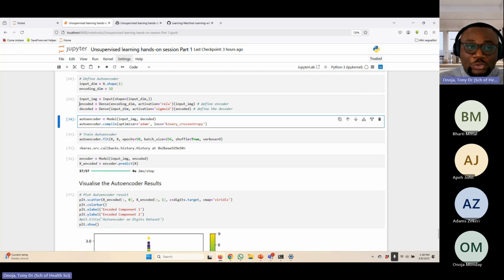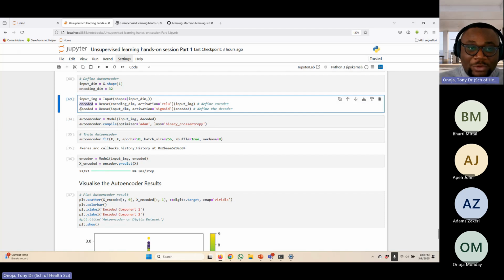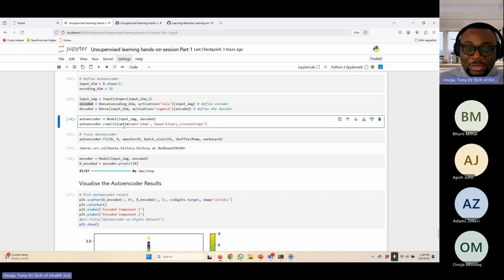Then the next thing is the autoencoder, where we are now defining the model. What you are going to do is take the encoding layer that you have defined and the decoding layer, and put them inside the autoencoder model. Then the next thing you do is compile. When you compile, you will need an optimizer, and the optimizer here is Adam. The Adam optimizer is very popular, but there are other ones you can use.